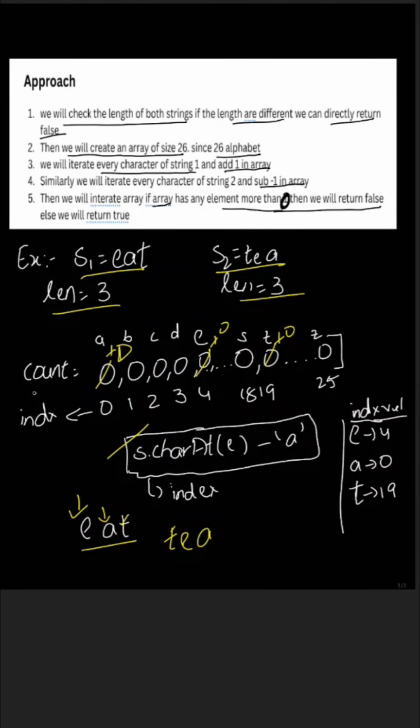We'll iterate through the array count. If all the elements of the array are 0, then we'll return true. And if any element is more than 0, then we'll return false. In this case, all the elements are 0, therefore we'll return true. Therefore, it is an anagram.